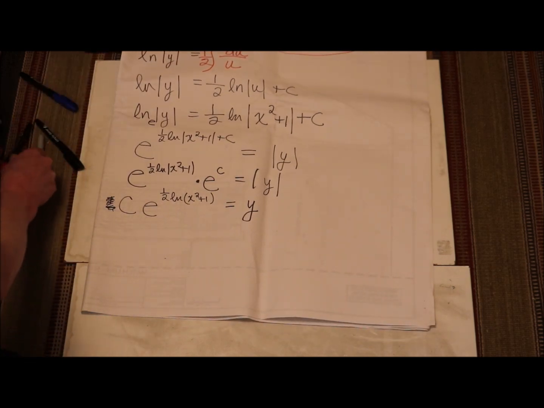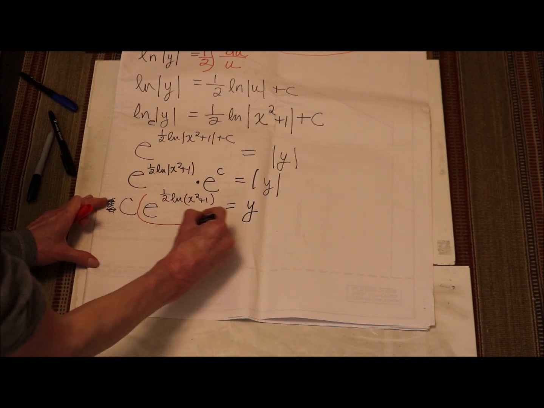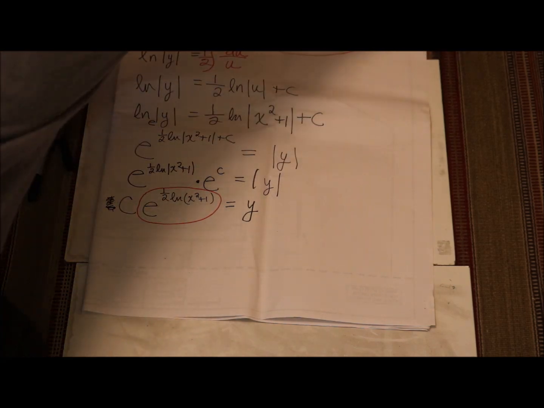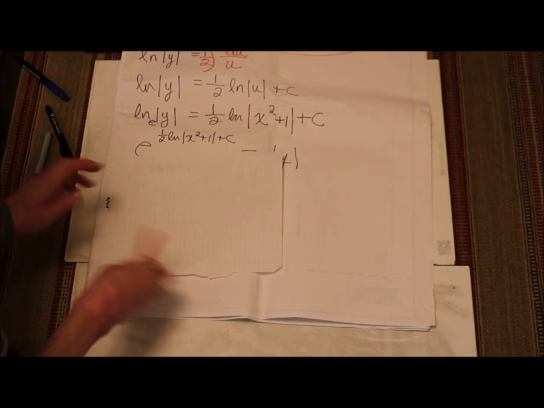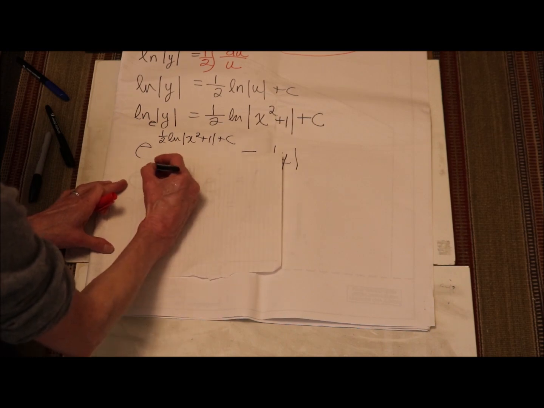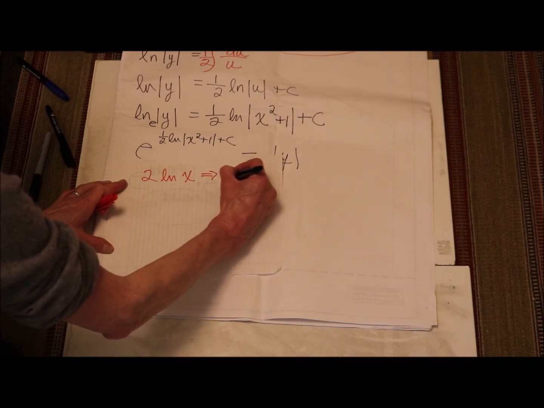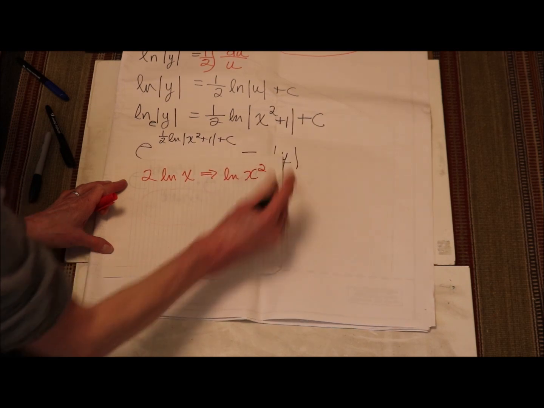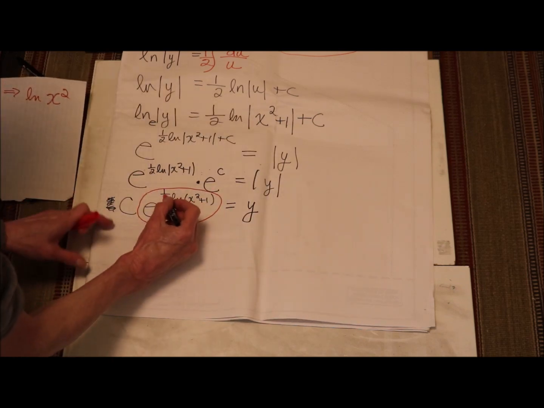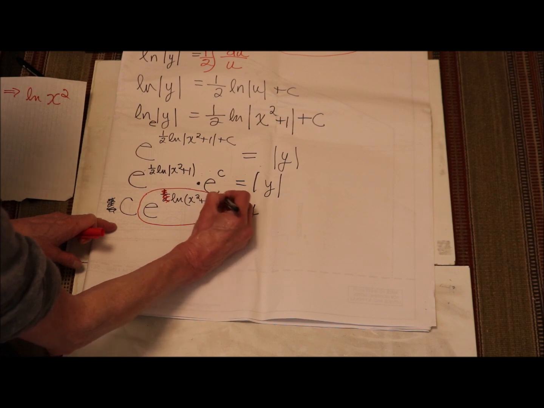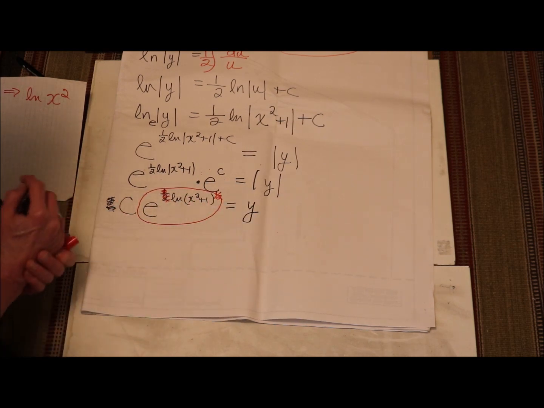Let's look at this piece right here, because I can simplify that. But we might have to remember some of our log rules. So let's just remember some of our log rules. First of all, if I have a number in front of a natural log, that's the same as an exponent. So this 1/2 right here, I can think of that as an exponent: natural log of x squared plus 1 to the 1/2.